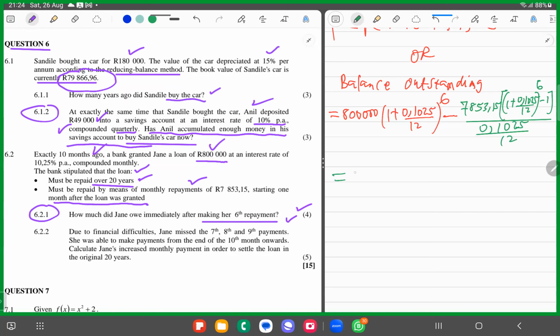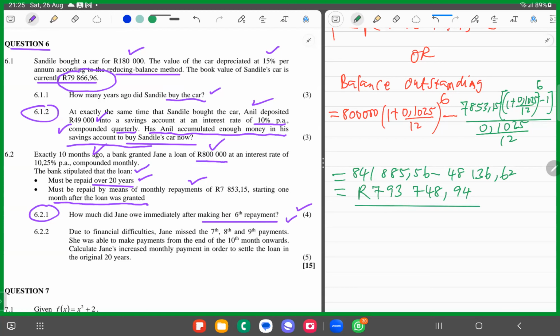Using the calculator, you get 841,885.56 minus 48,136.62, which is 793,748.94.